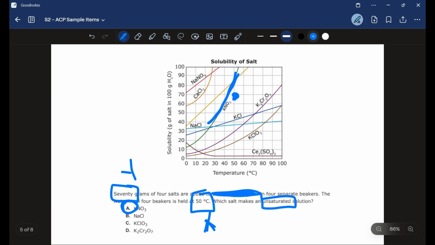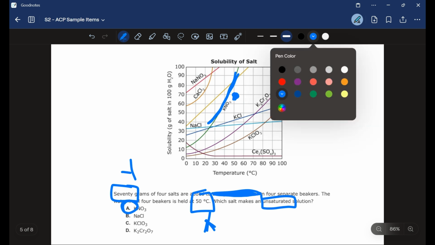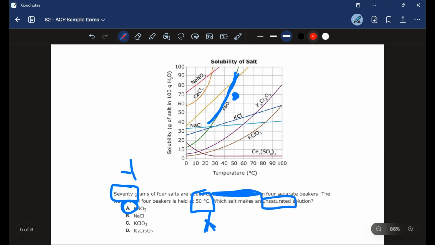B is NaCl. NaCl is down here, which means the point is above it. That would be a saturated solution or supersaturated. Depends on whether all of it dissolved or not, so that can't be right. C is KClO3. KClO3 is down here. Again, our point is above it, which means depending on whether it all dissolved or not, it would be either saturated or supersaturated. So C is not right either.